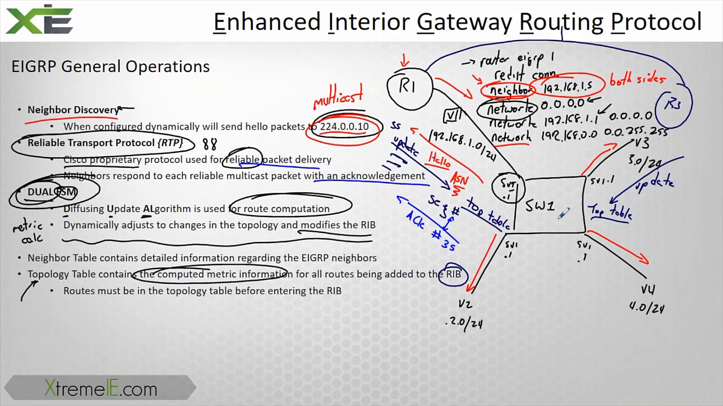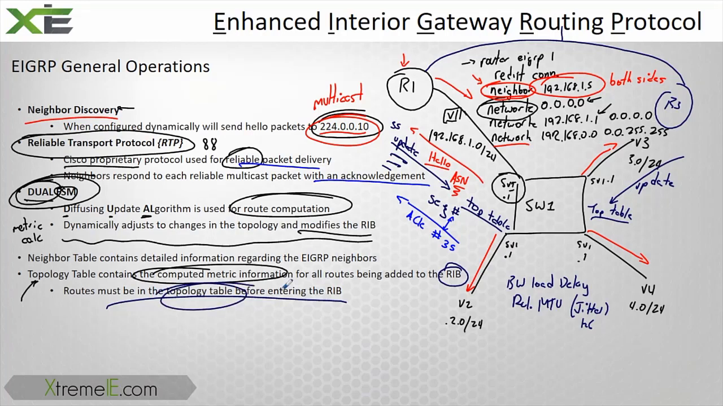It's based on that metric calculation that we do, and that metric calculation, of course, is based on bandwidth, load, delay, reliability, MTU, and if you're in named mode, it's also jitter, which is going to be the K6 value. I think I have those on the next slide anyway. Now, again, in order for these routes to even go into the RIB, they must be in the topology table first. I watch a lot of guys deal with load balancing. I watch a lot of guys deal with how EIGRP is actually receiving these routes, and they find that they can't get these guys into the RIB, and they never check the topology table.